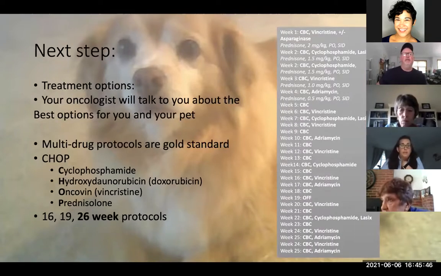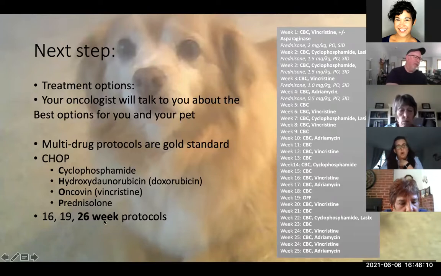And so now we have all of the information and we can talk about the treatment options. And there are a lot of options out there for lymphoma. The most common one is called the CHOP protocol. And this is a multi-drug protocol, and it's made up of these 4 drugs: cyclophosphamide, doxorubicin, vincristine, and prednisolone. There's a variety of ways that this protocol can be given, and it's usually the same. It's just the frequency at which you do it can be increased.